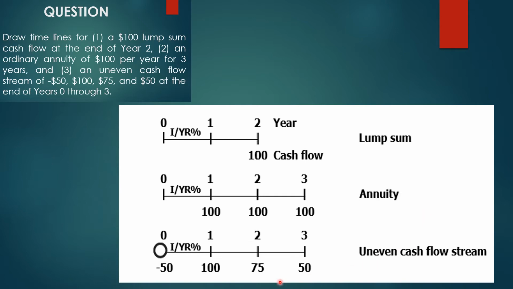For the third, a timeline for uneven cash flow. So it is still yearly, but it is not the same. For year 0, it is negative 50. For year 1, that's 100. Year 2, 75. And year 3, 50. So these are the sample timelines for a lump sum cash flow, annuity cash flow, and uneven cash flow stream.